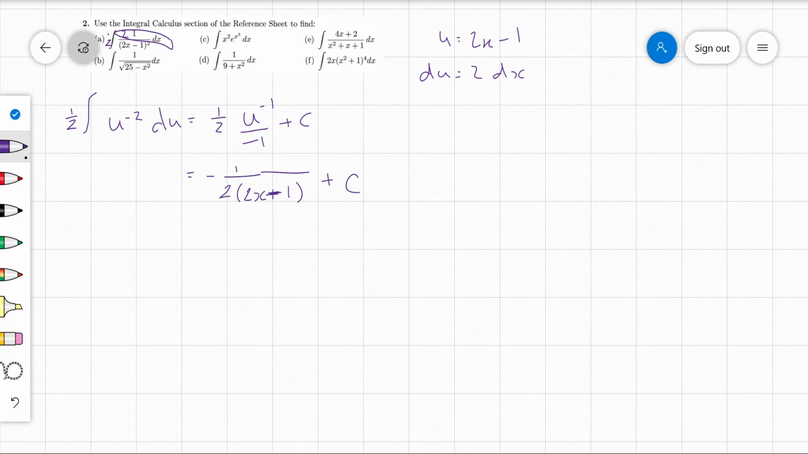So if I look at B, it looks like the one on the reference sheet, square root of a squared minus x squared on the bottom. So if I just make it look a bit nicer, you can see straight away from the reference sheet, that's an inverse sine of x on a, and a in our case is 5. That one's nice and easy.